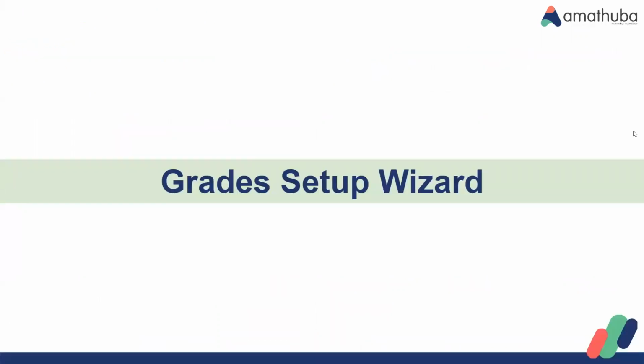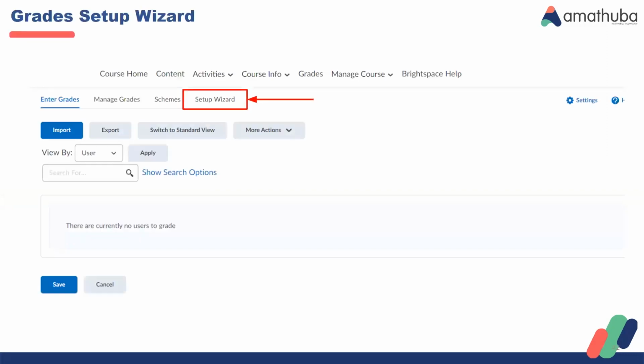So we did mention that the grades tool has a 7-step setup wizard. So let's take a look at that right now. So when you are going into your grades tool for the first time, it's obviously going to look really blank because nothing has been defined as yet. So a good way to get started is to use the setup wizard, and you'll find that right at the top on the last tab.